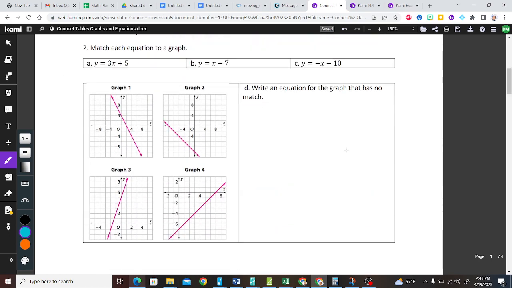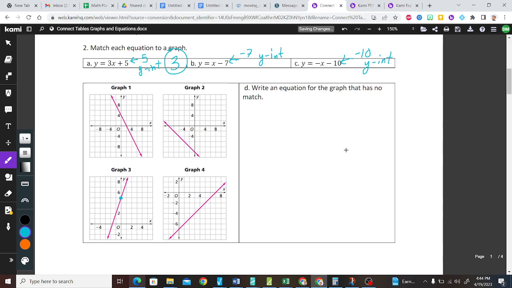Match each equation to the graph. So if we look, we have y equals 3x plus 5. This graph needs to start at 5 on the y-intercept. This graph has a negative 7 y-intercept. And this graph has a negative 10 y-intercept, which means it's going to be pretty easy to figure out which graph is which. Because if we look, we want positive 5. Well, that's 4. That's not positive. That's positive, and that's up at 5. And there's only the one, so this is indeed graph 3.